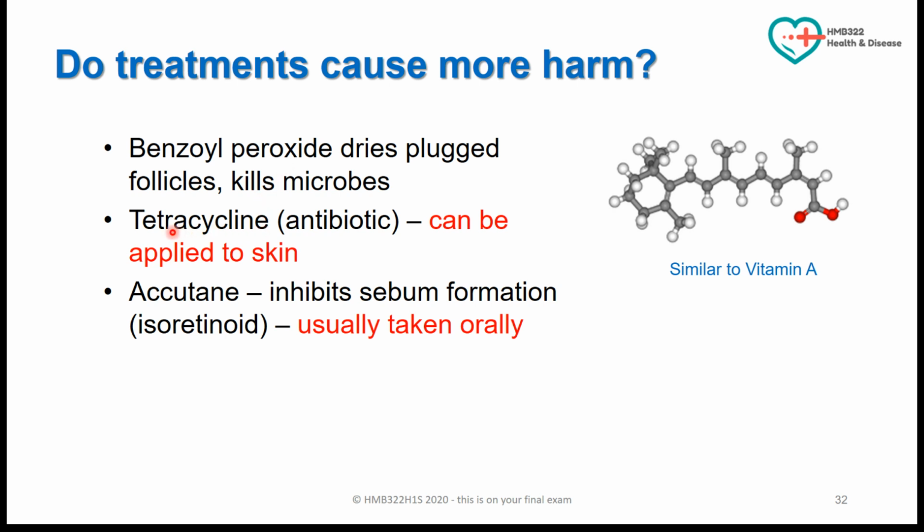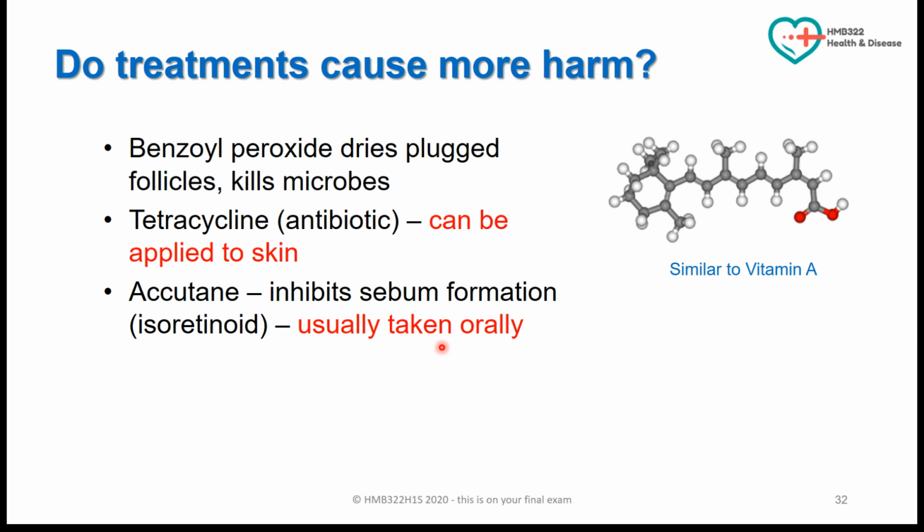Sometimes tetracycline, which is an antibiotic, can be applied to skin. We don't take tetracycline by mouth because it can actually affect the osteoclasts and osteoblasts and discolor bone. But tetracycline can be applied directly on the skin and can kill off the propionibacterium. And Accutane is used as well. So if you have no sebum, you don't really have an issue with bacteria. And this is a form of an isoretinoid, very similar to vitamin A. And we talked about vitamin A and carotene.